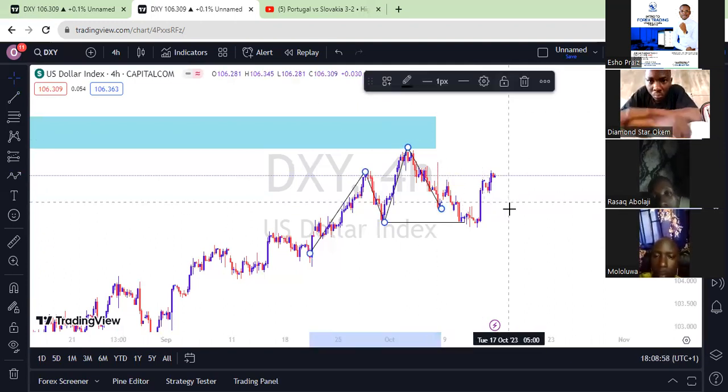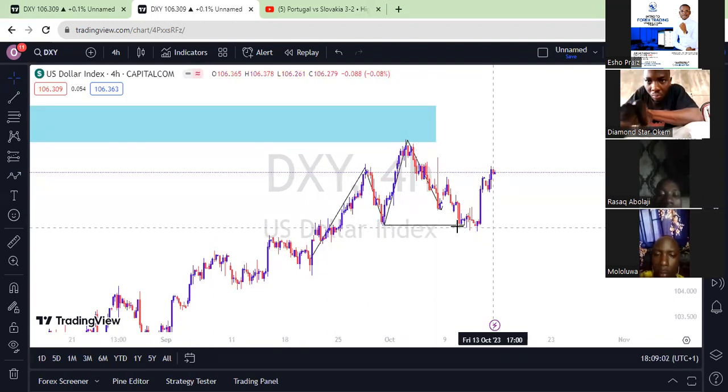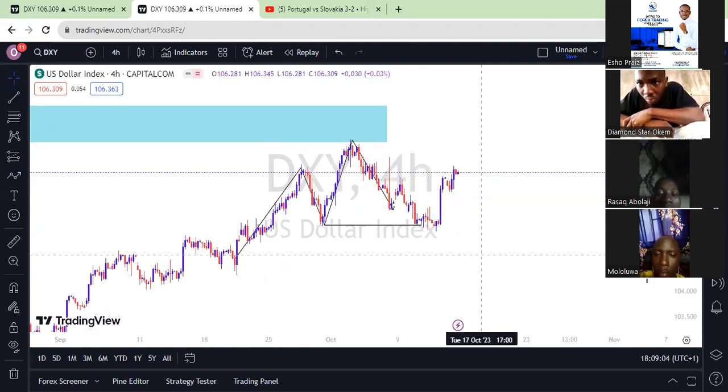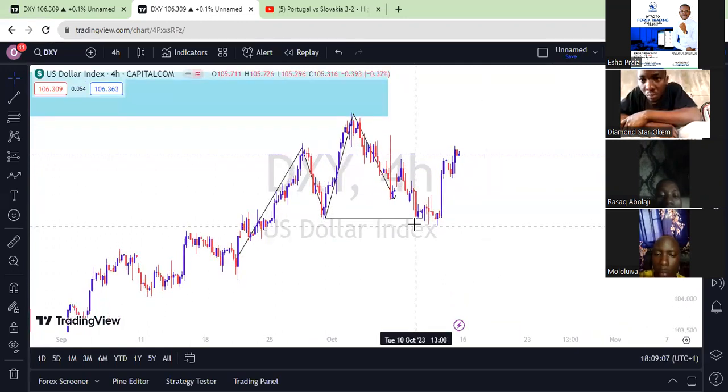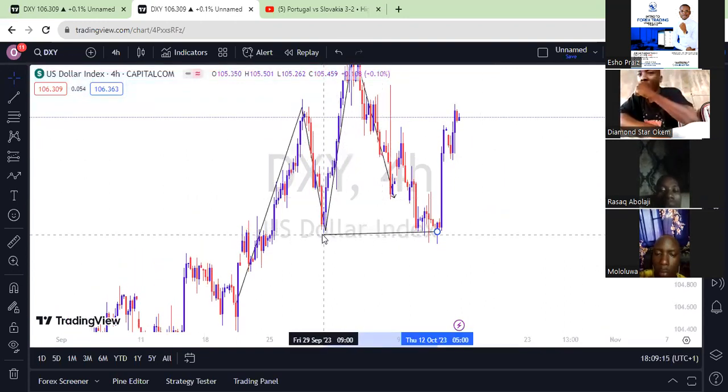So now look at it. If you ask yourself, is this a valid change of character? Yes, this is a valid change of character. Understand? Although the market gave us liquidity sweep here on 4 hours. You understand? If you check it, you will see that we have liquidity sweep there.